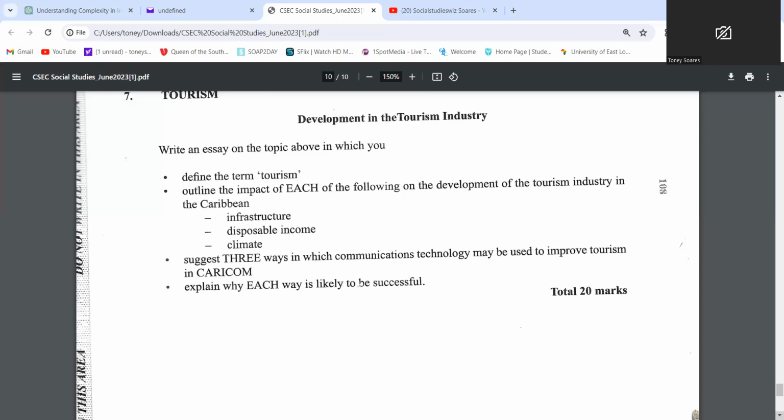All right, so one way in which communication technology may be used to improve tourism in the Caribbean is advertising through mass media. So the tourism industry relies on providers being able to pass on high quality and current information to their prospective customers and consumers. Tourism advertising in the Caribbean operates at various levels, so regionally, nationally, and locally.